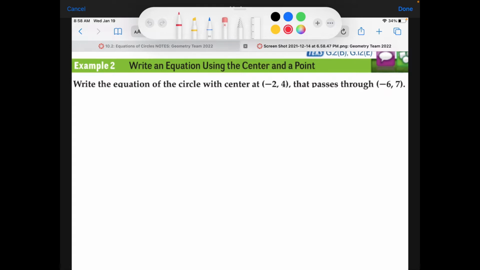So it says here, write the equation of a circle with center at (-2, 4) that passes through the point (-6, 7). So remember that the equation of a circle is r squared equals (x minus h) squared plus (y minus k) squared. So also remember and note that the center is always going to be your h and k, and any other point is going to be your x and y.